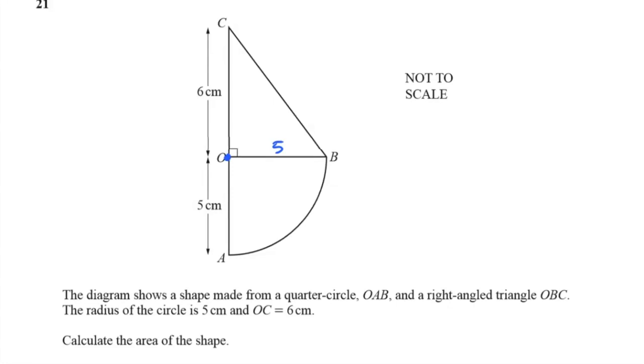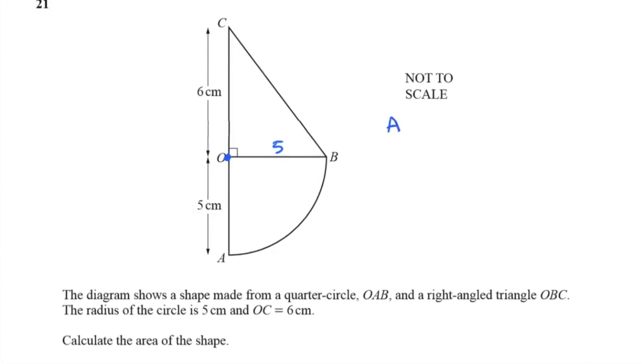So to find the area of the shape, we're finding the area of two things and adding them together. We will find the area of the 1/4 of a circle, which is that, and then we're going to add the other shape, which is the area of a triangle. And that is it. That's our answer. So let's break it up then.